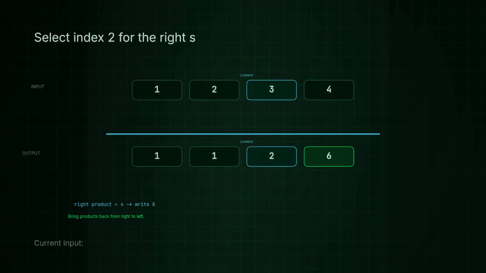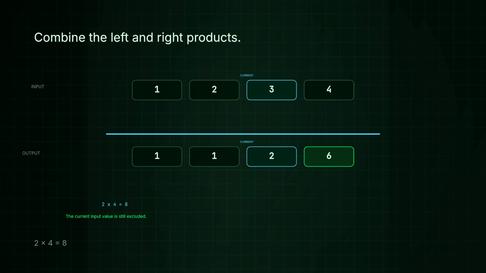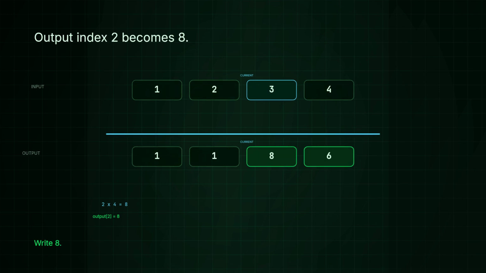Move from the right to index 2. The left product is already stored here. The stored left product is 2. The product on the right is 4. Multiply them to get 8. Write 8 into output index 2. Then include 3 in the running right product for the next position.